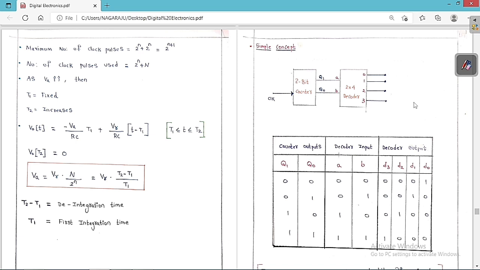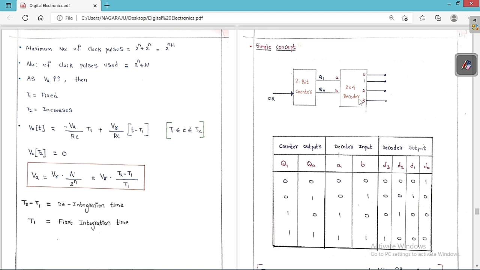Now we are going to learn some important simple concepts. You can see clearly here, there is a 2-bit counter. We are going to give the input as a clock. This is the Q0 and this is the Q1, where Q0 is the LSB and Q1 is the MSB. We are going to give this output to this decoder, and then we are going to get the output.